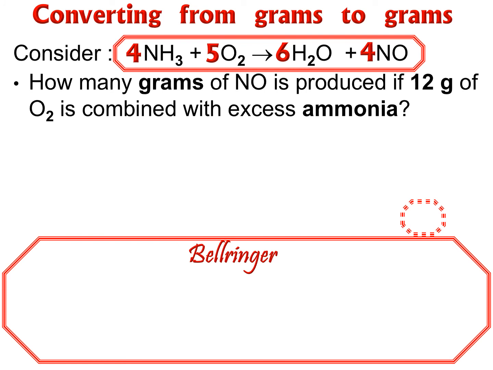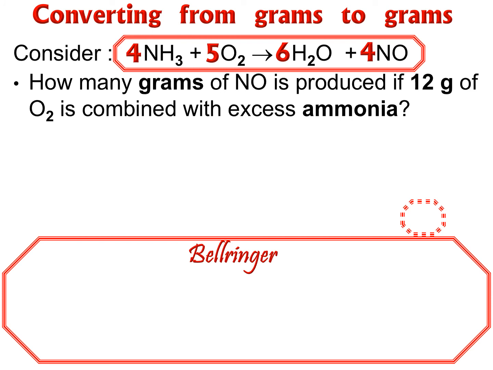So it says how many grams of NO, nitric oxide, is produced from 12 grams of oxygen combined with excess ammonia. Again, I'm going to skirt that issue until the next notes. Excess ammonia just means there's plenty of ammonia. And again, we don't really want to burn ammonia. This is combustion of ammonia. We'll get back to that in the next notes if you're wondering. But again, there's no quantity for the ammonia. So what can you do with that? Not much.